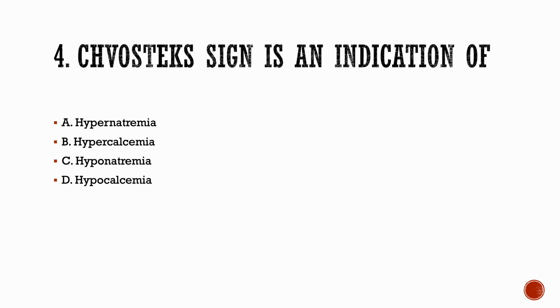The fourth question is, Chvostek's sign is an indication of dash. Option A, hypernatremia. Option B, hypercalcemia. Option C, hyponatremia. Option D, hypocalcemia. The answer is option D, hypocalcemia.